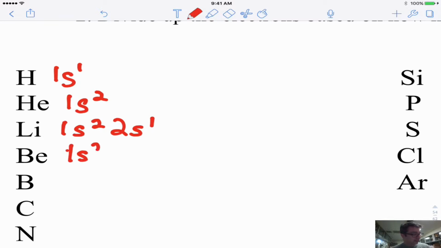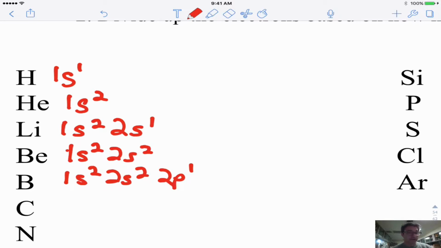Boron, 1s2, 2s2, 2p1. Notice now the s is filled for 1s and 2s. Now we start filling up the p. Wait, that's not right, I apologize. Beryllium is just 2s2. Got ahead of myself. Boron, though, is 1s2, 2s2, that's 4. Now we put 1 more, and that makes it 2p1, that's 5 electrons.